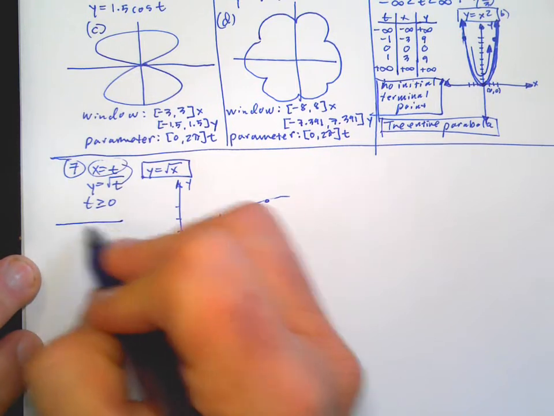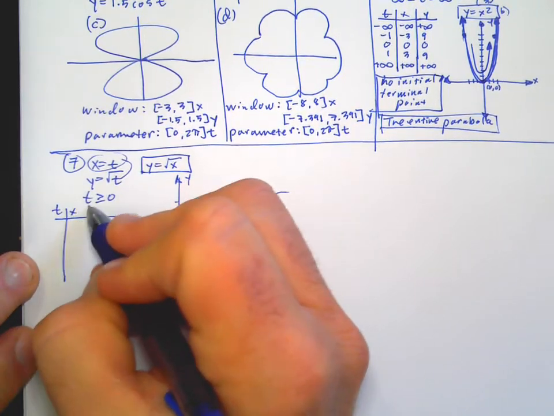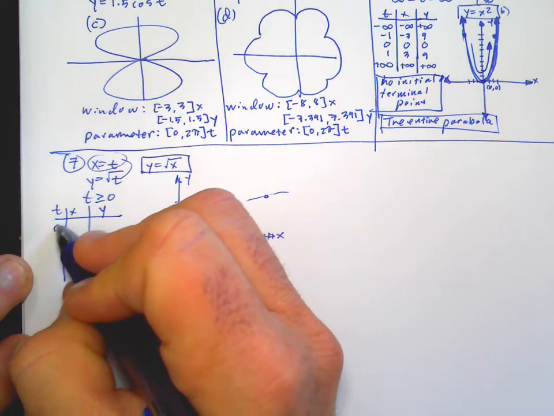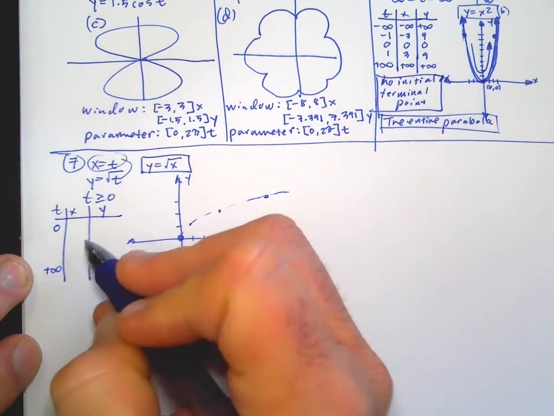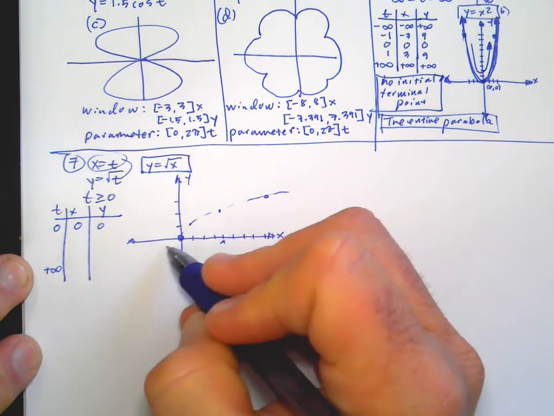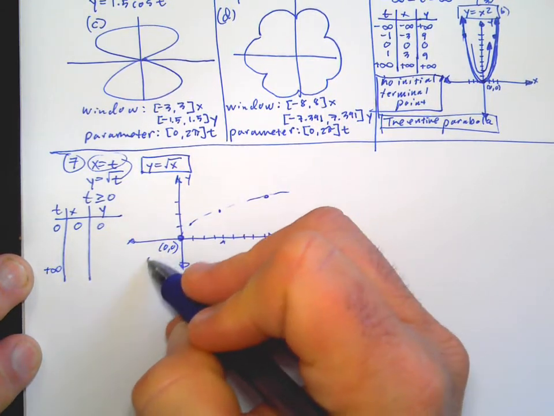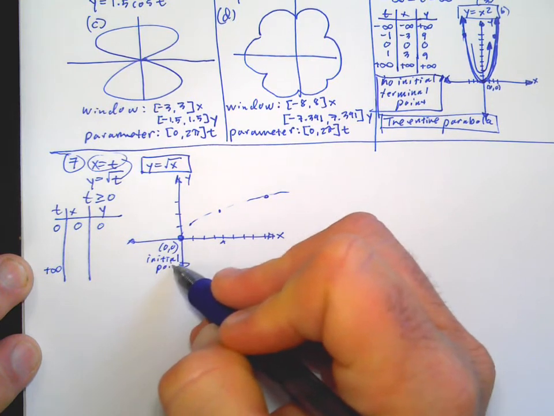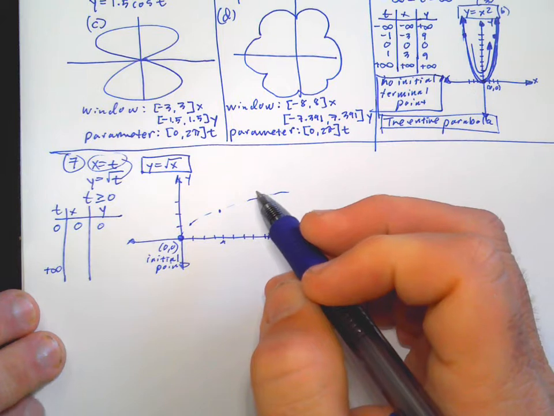So then we're going to make a table. And we have 0 is an endpoint, and then positive infinity, I guess, is the other one. Plug 0 in here, you get 0, 0. So that's your initial point. I want it labeled on the graph. I want you to write this next to it on the graph, and then we'll also write it separately and box it.